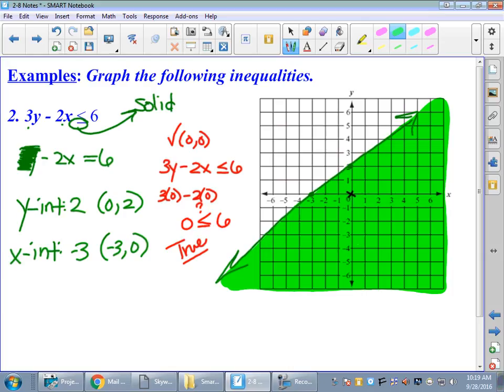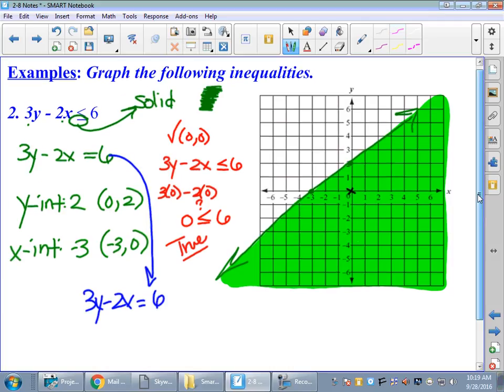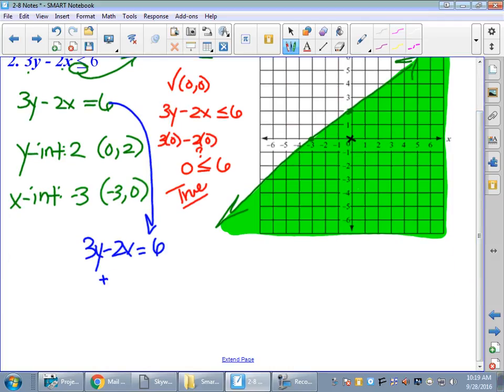Now, if you didn't like the method of playing peekaboo to find your graph, you could easily take that equation, 3y minus 2x equals 6, and put it in slope-intercept form. So some of you might want to add 2x to both sides. 3y equals 2x plus 6. You might want to divide everything by 3.